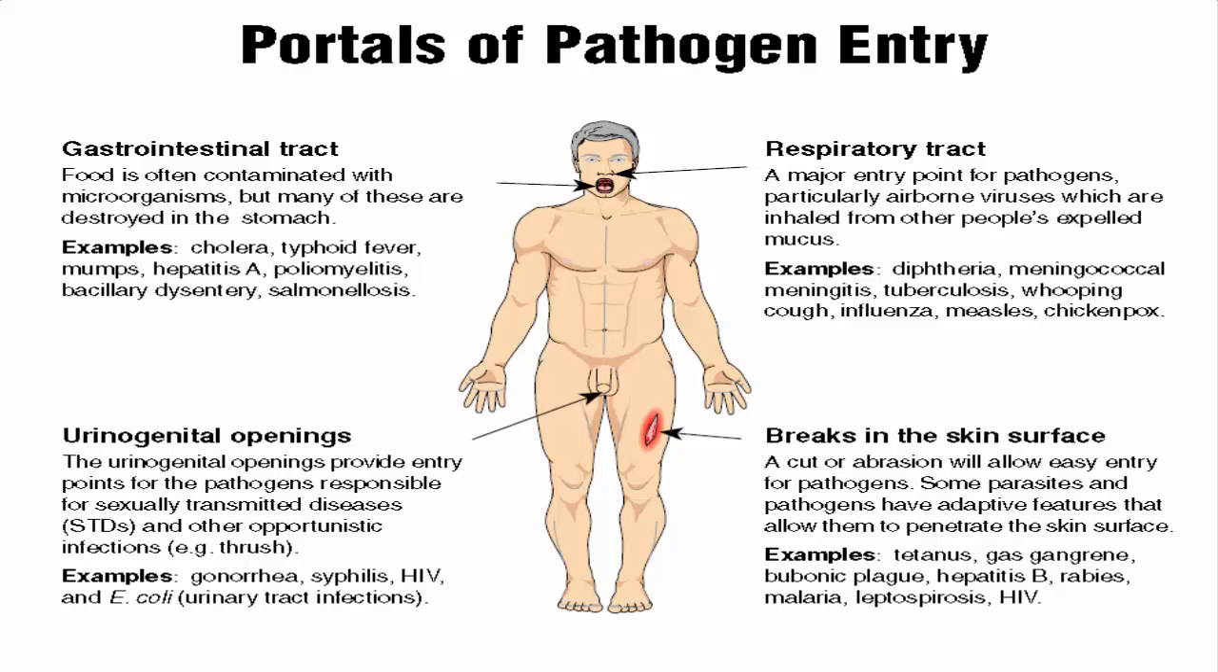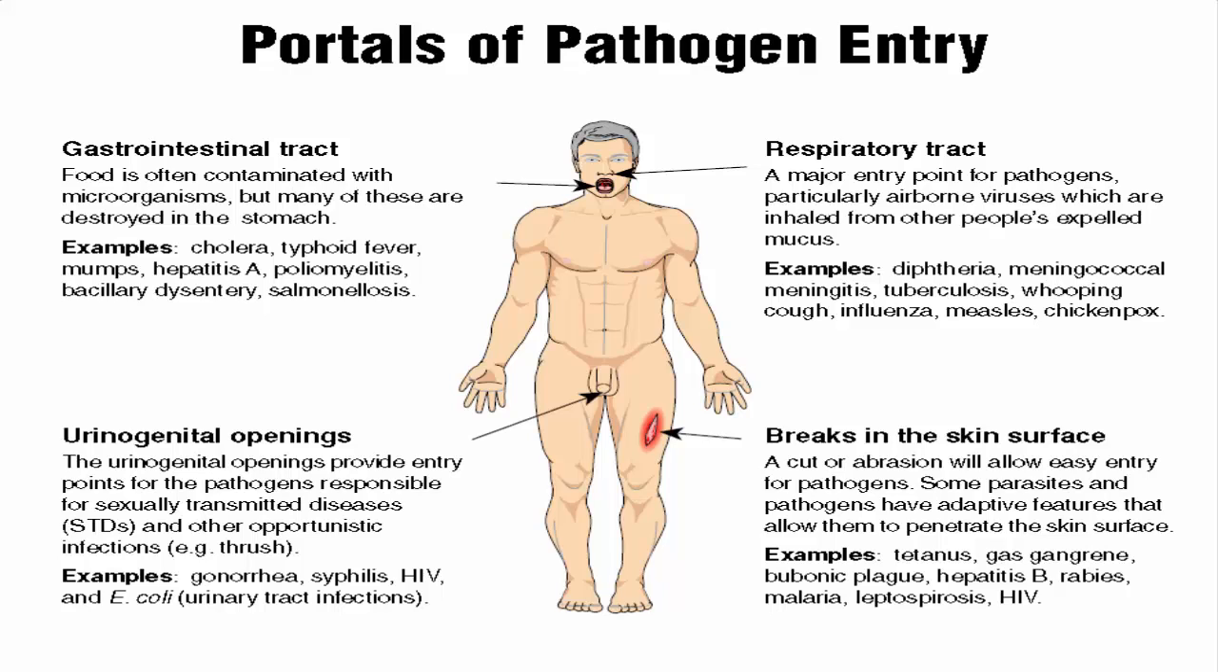On your diagram, D refers to breaks in the skin surface. Any cut or abrasion will allow easy entry for pathogens. You want to maintain intact skin because your skin is actually the most effective barrier for pathogen entry. Some parasites and pathogens have adaptive features that allow them to penetrate the skin surface. Examples would include tetanus, gas gangrene, bubonic plague, hepatitis B, rabies, malaria, leptospirosis, and of course HIV.